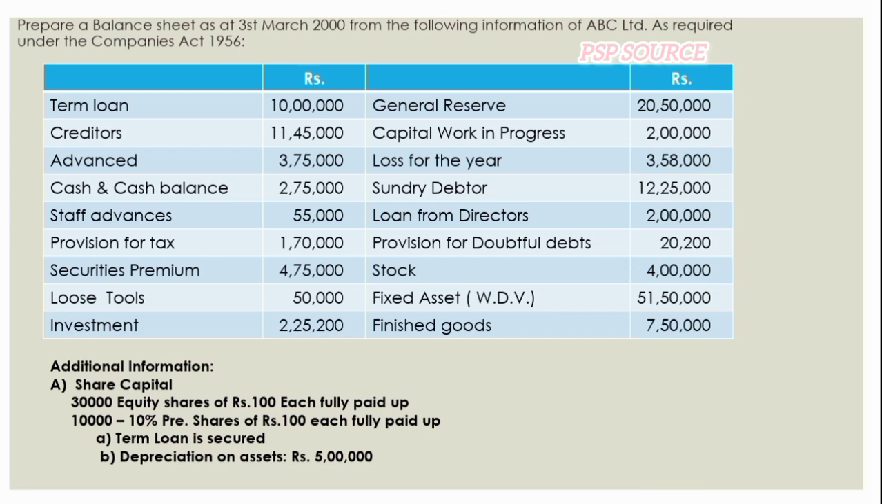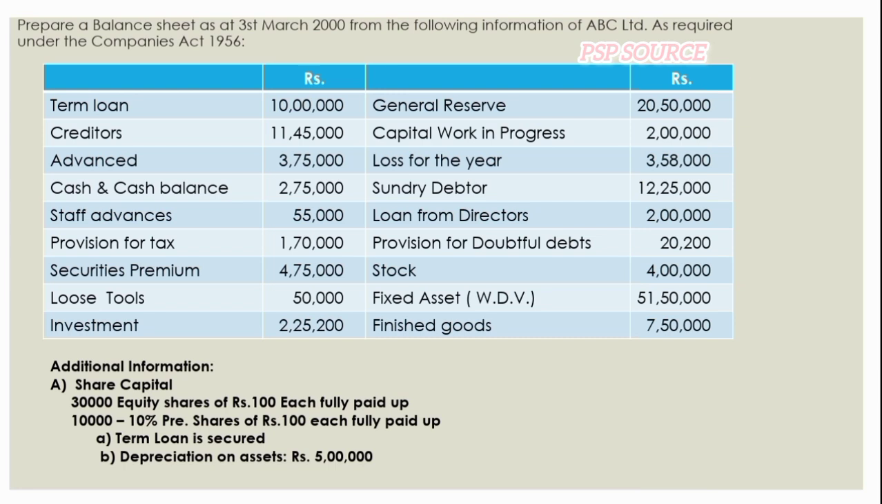Now I will read the particulars and their categories. Categories means under which heading each will come. Term loan: if any loans or debentures are given, it should come under long-term borrowing, as I said in my last videos. Creditors means trade payable. Advances come under short-term loans and advances. Next, cash and cash equivalent.